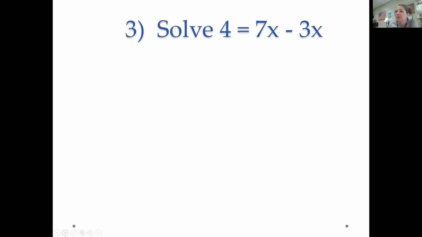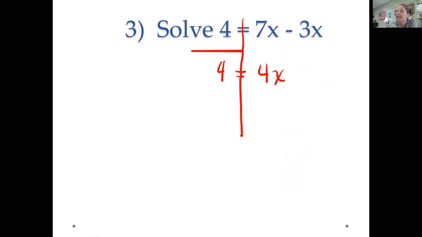All right, what about this one? Well, this time I don't have x's on both sides of the equal sign. I do need to combine my x's though. So I'm going to combine 7x and negative 3x. Those are together on one side of the equal sign, so I'm allowed to combine like terms this time. So 7x minus 3x is 4x.